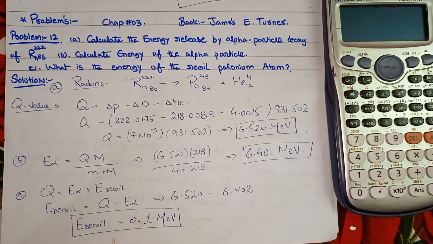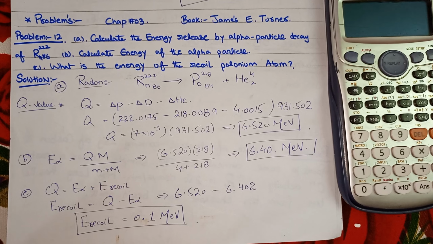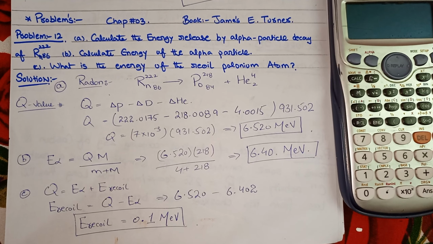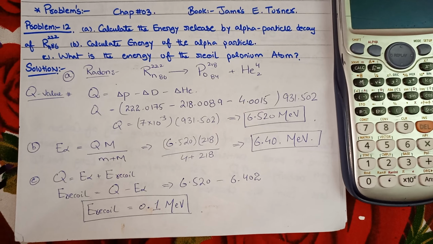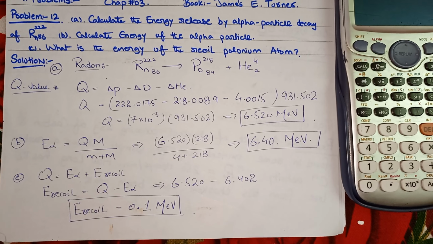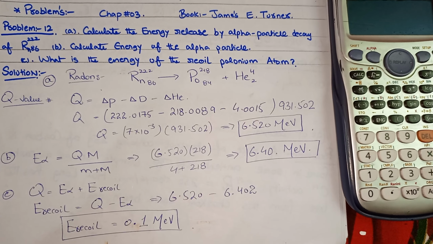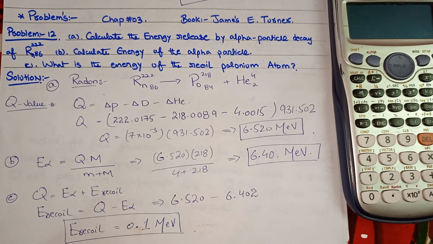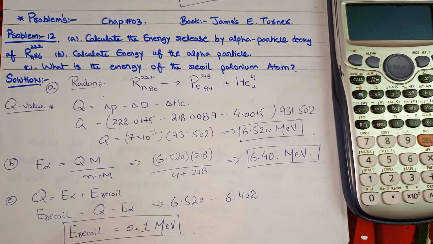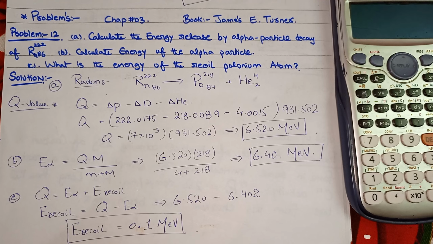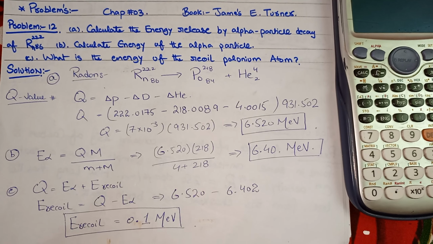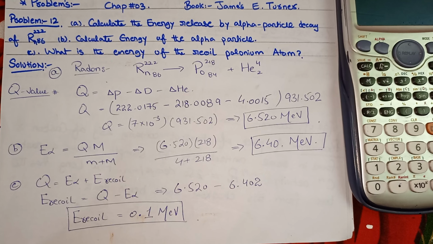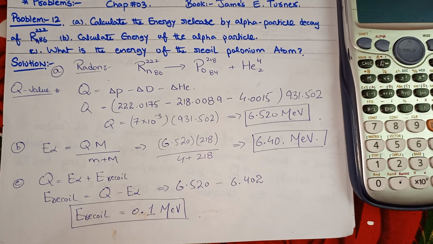Here is another problem of chapter number 3, book by James E. Turner, problem number 12. It says: calculate the energy released by the alpha particle decay of radon-222. First of all, you have to calculate the energy released, meaning you have to calculate the Q value. Secondly, calculate the energy of the alpha particles. Now you have to calculate E alpha in the b part.